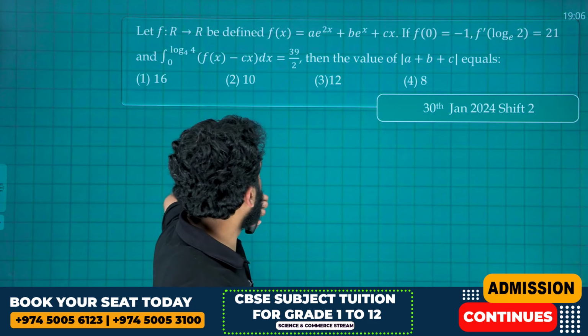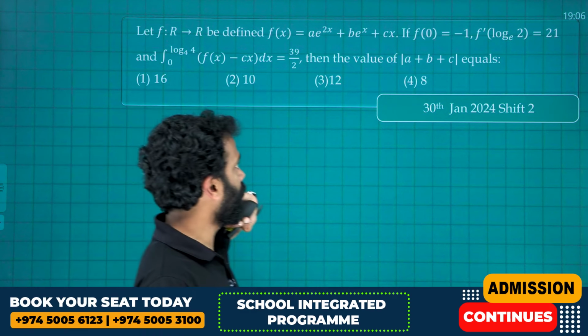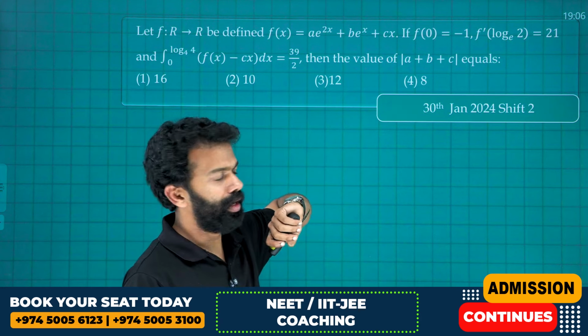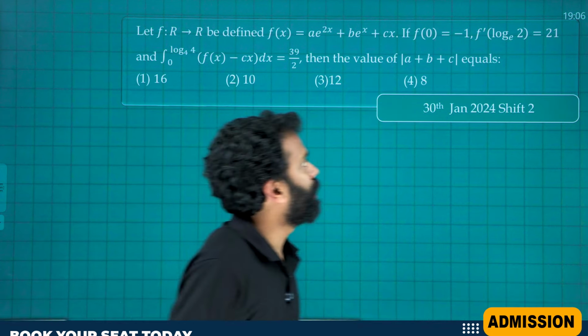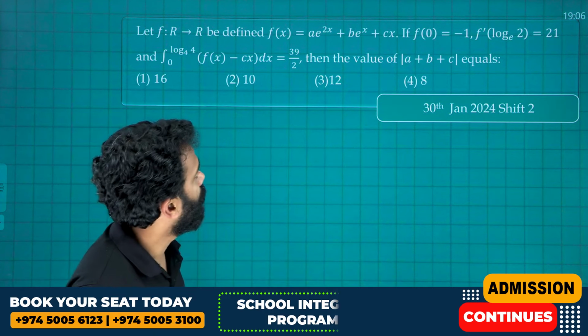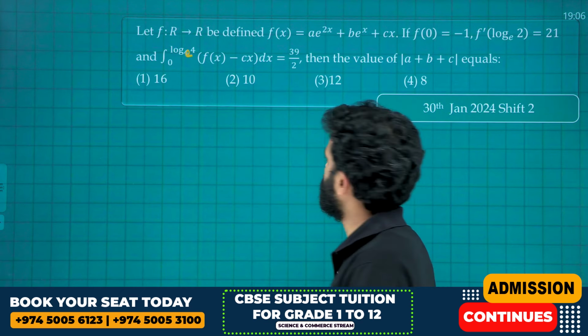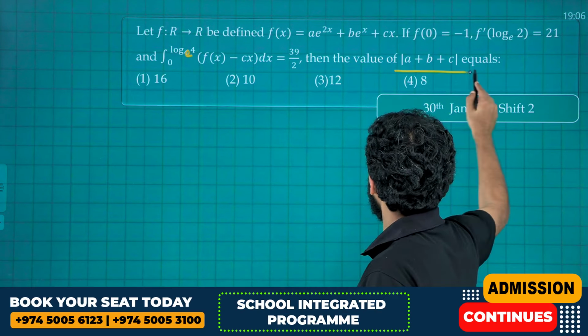Let f defined from R to R be defined by f of x is equal to a e raised to 2x plus b e raised to minus 2x plus cx. Okay. And if f of 0 is equal to minus 1, data number 1, and f dash of log 2 to the base e is equal to 21. Okay. And the integral from 0 to log 4 to the base e of f of x minus cx dx is equal to 39 by 2. Then you should find the value of a plus b plus c.